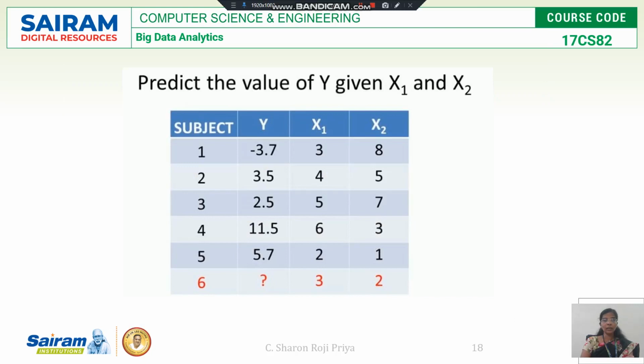Next we can see one more numerical, one more sum here. Given two independent variables, x1 and x2 are independent variables and y is the dependent variable. 5 instances are given, and the sixth is your test data. The values of the independent variables x1 and x2 are given. You have to find the corresponding value of the dependent variable y. So here there are two independent variables, so the method is a little different from the previous one.